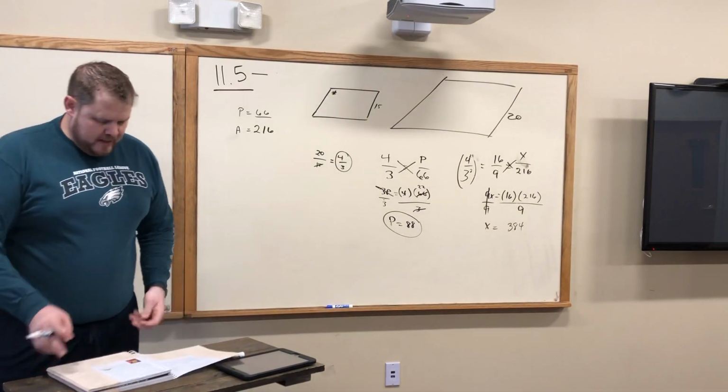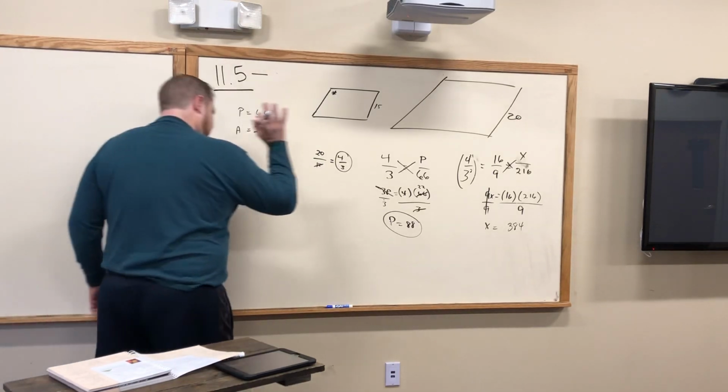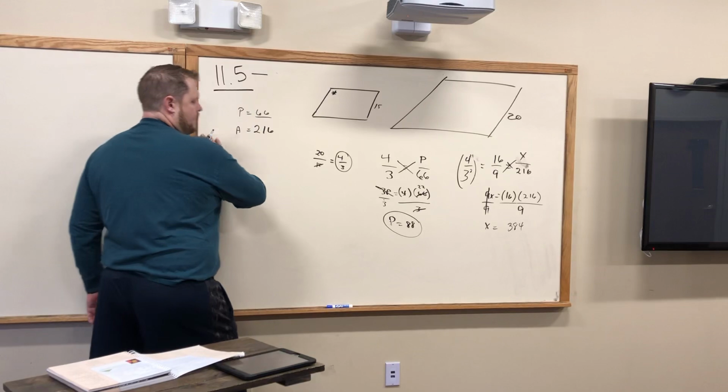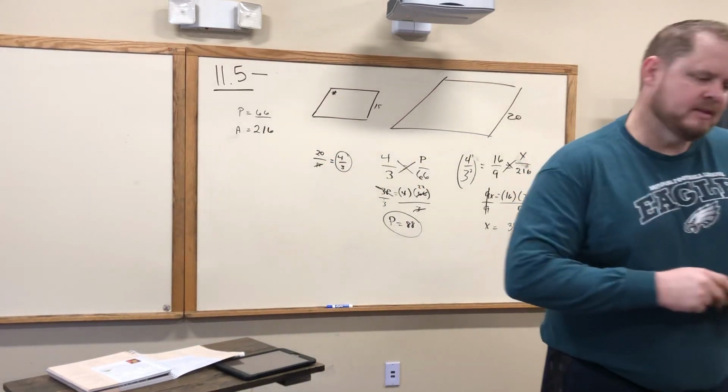Okay, so that's this lesson in a nutshell. You're going to be looking at information, you're going to be finding the opposite one, okay, based on the proportions that they give you. That's 11.5.